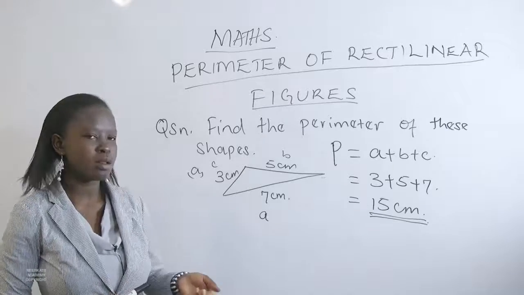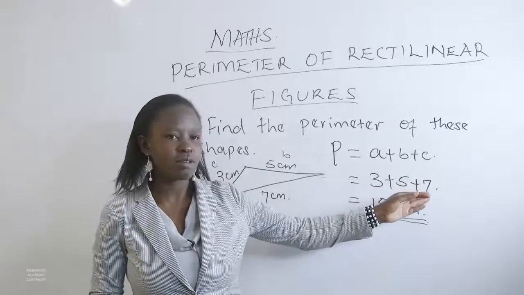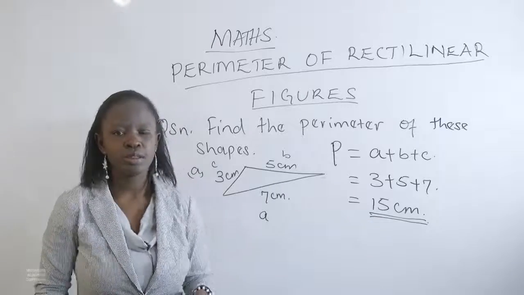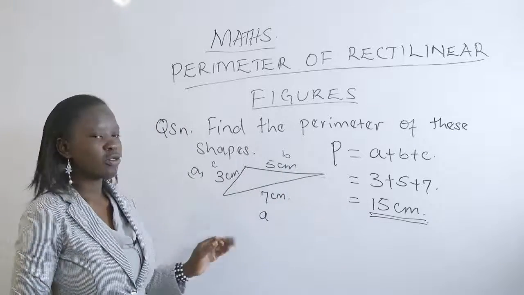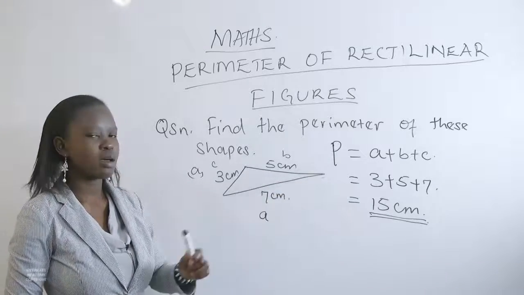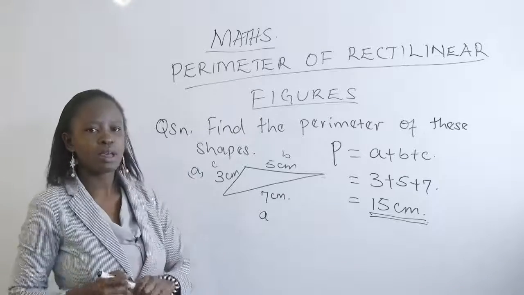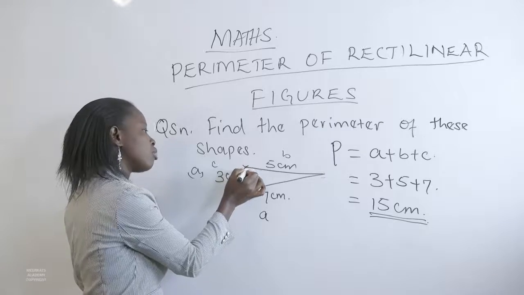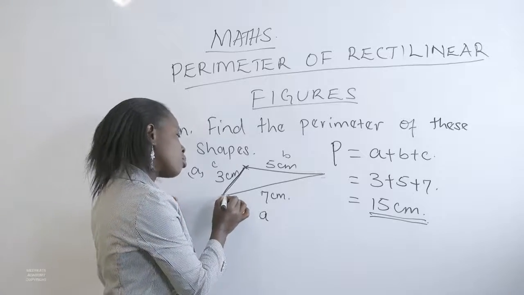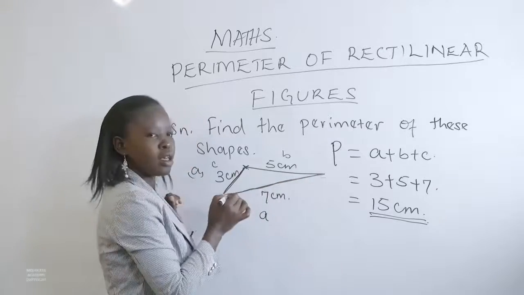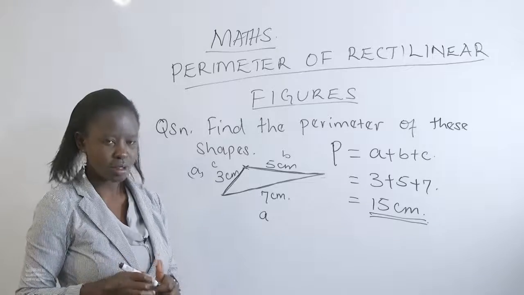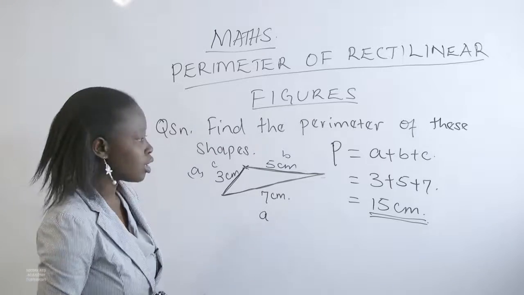So we are simply adding the sides such that we have 3 plus 5 plus 7, and 3 plus 5 is 8. 8 plus 7 gives us 15 centimeters. So the perimeter of this triangle is simply 15 centimeters. The distance round means I'm starting from a point and coming back to the same point. So if I'm starting from this point, going round, that is the first length, which is 3 centimeters, moving to the other end, that is 7 centimeters, then we are coming back to the starting point, which gives us the 5 centimeter length. So that is the perimeter of that given triangle.